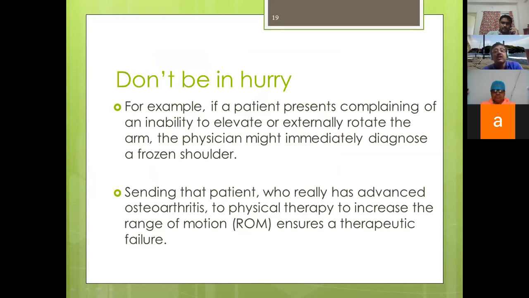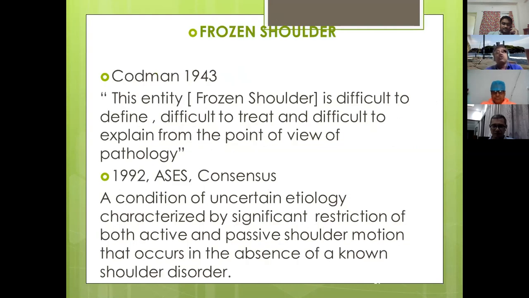And don't be in a hurry. For example, if a patient presents complaining of an inability to elevate or externally rotate the arm, the physician might immediately diagnose a frozen shoulder. And see, in many cases, especially in GPs, and also in case of orthopedic surgeons, many doctors just diagnose frozen shoulder and send a patient who really has advanced osteoarthritis to physical therapy to increase the range of motion. But if you send this patient of osteoarthritis to physical therapy, he may have more pain or aggravated pain. So ensues a therapeutic failure. So frozen shoulder, be aware of it. Always it is not frozen shoulder.